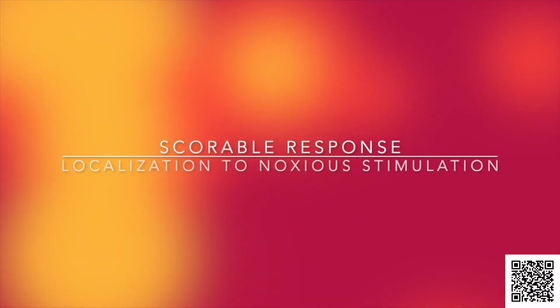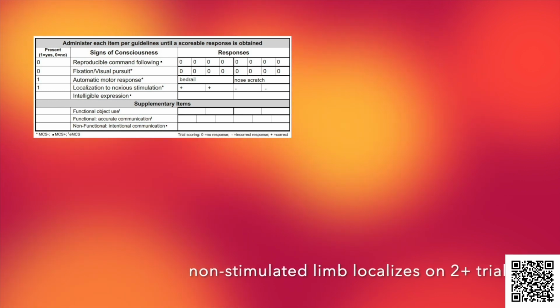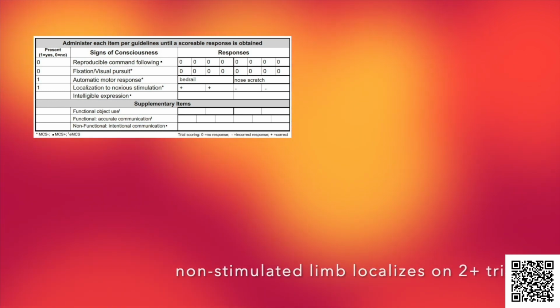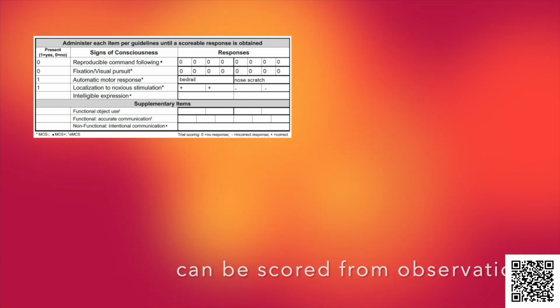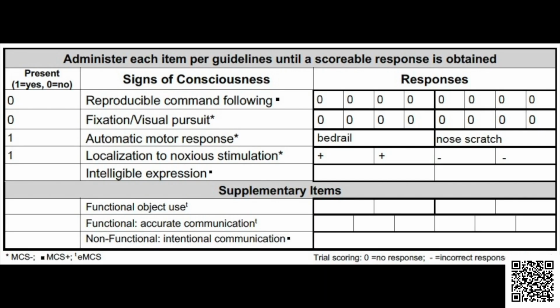A scorable response is when the non-stimulated limb locates and makes contact with the stimulated body part or source of stimulation on at least 2 of the 4 trials. This may also be scored from the arousal facilitation protocol. Our patient scored 1 for localization to noxious stimulation.